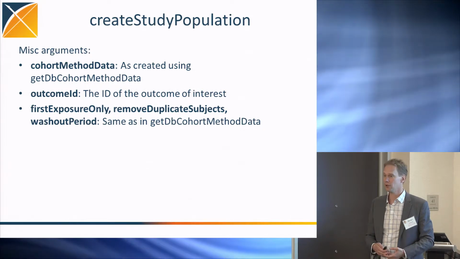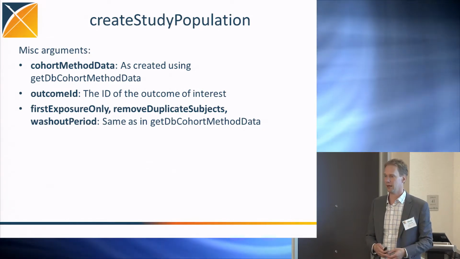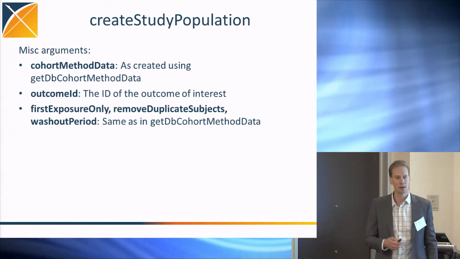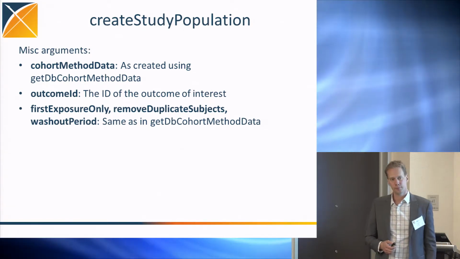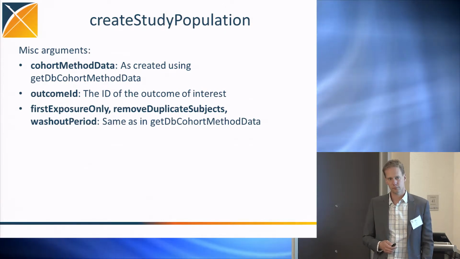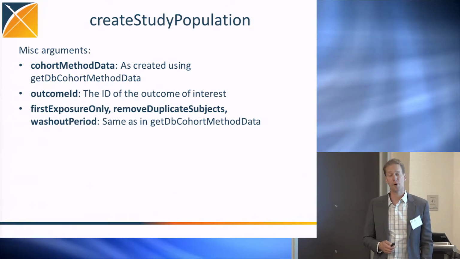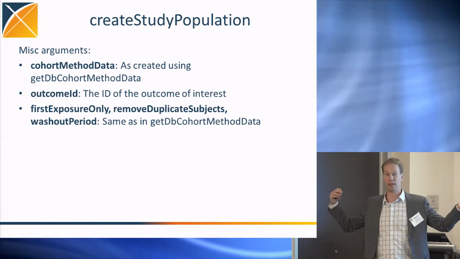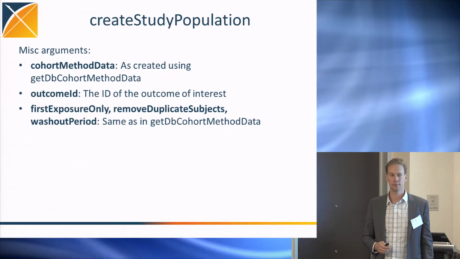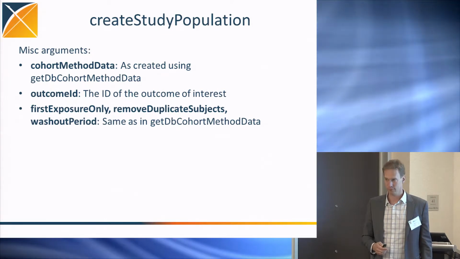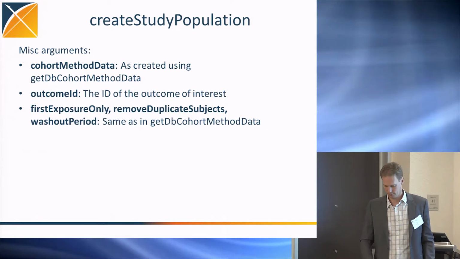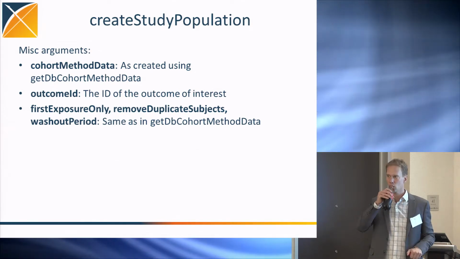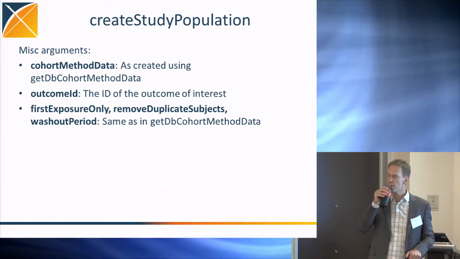Mm-hmm. Yep. So in that case, you might not want to do them in Atlas, but you want to do them over here. That could be a reason. This remove duplicate subjects, it's gonna remove the patient from both T and C, or only from T? From both. If any overlap is completely removed from both T and C. If you don't like that behavior, then you need to specify more specifically what you want in Atlas, so that those individuals don't show up.